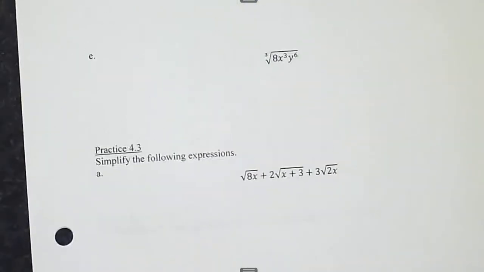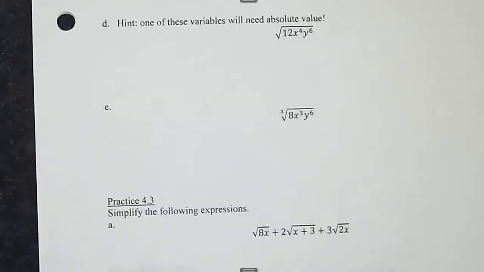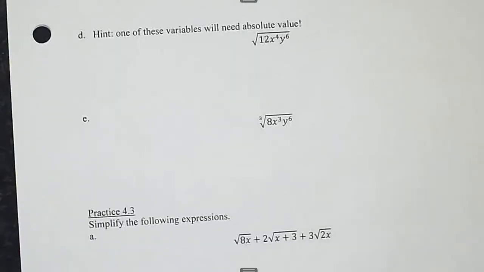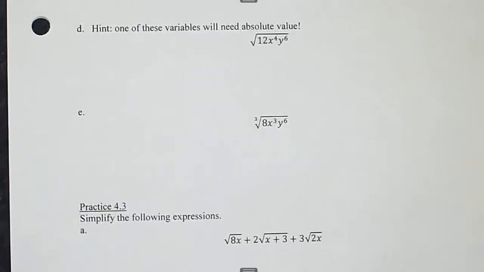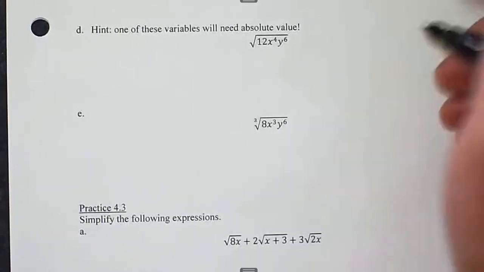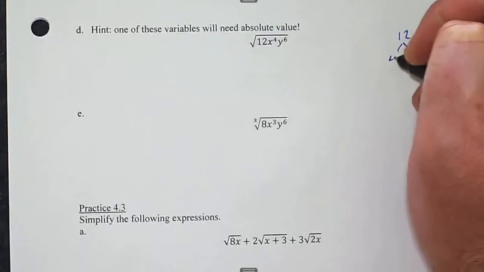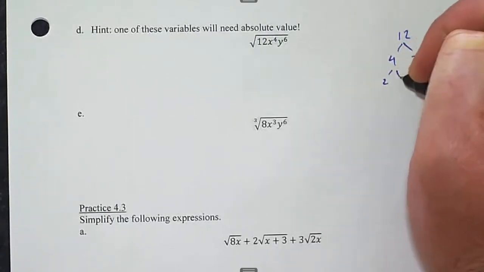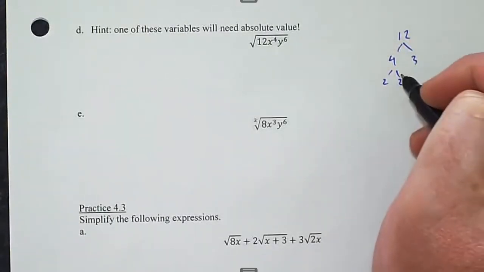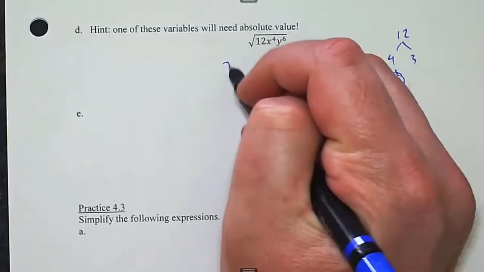All right, let's take a look at letter D. Hint, one of these will need an absolute value. Let's talk about why. First, we're going to simplify this expression. When you've got numbers inside it, it's a pretty simple procedure. You just make your factor tree. For every pair, you can bring out 1 outside of the square root. So I can pull out a 2.